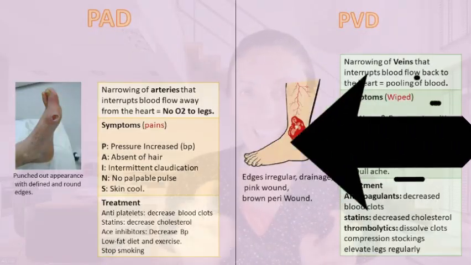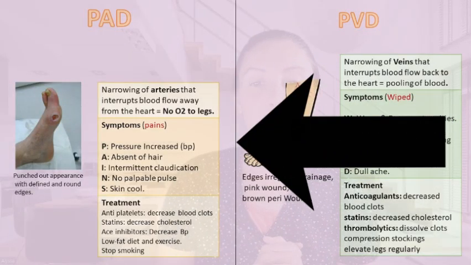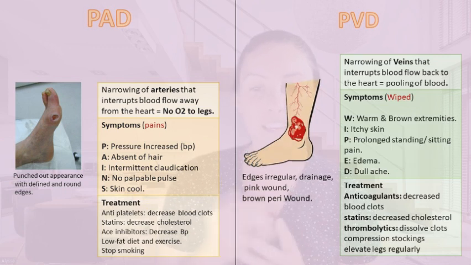So we're going to start off with peripheral arterial disease. So what is it? It's narrowing of the arteries that interrupts blood flow away from the heart. So there's not enough oxygen to the leg. Now, what are the signs and symptoms? We can use pain to look at the symptoms. So P for pressure increase. So this is your blood pressure will be increased.